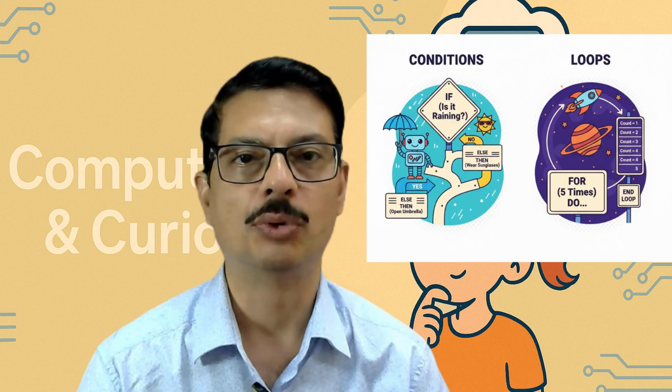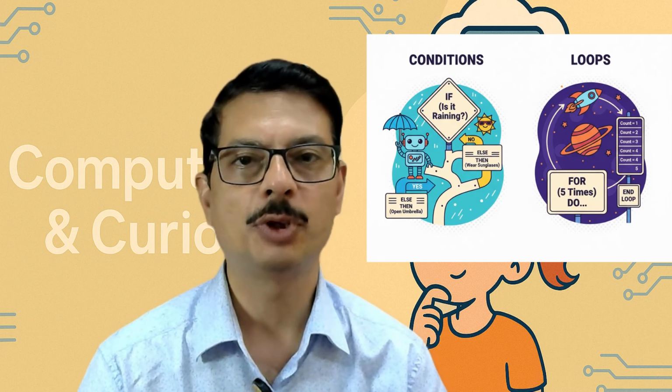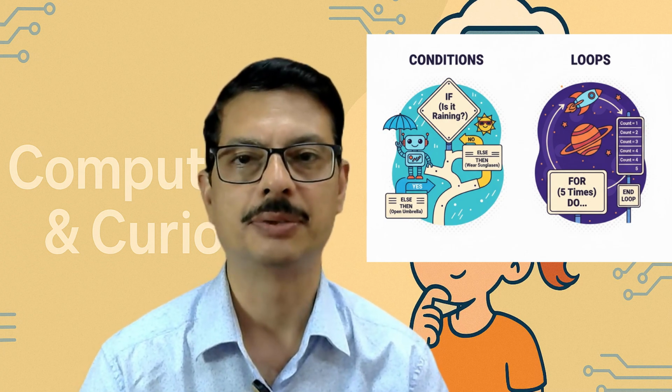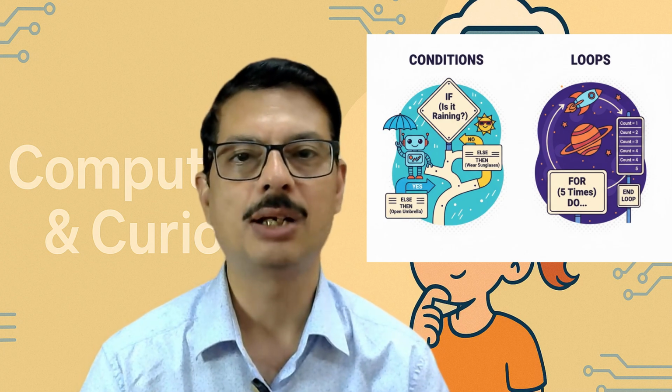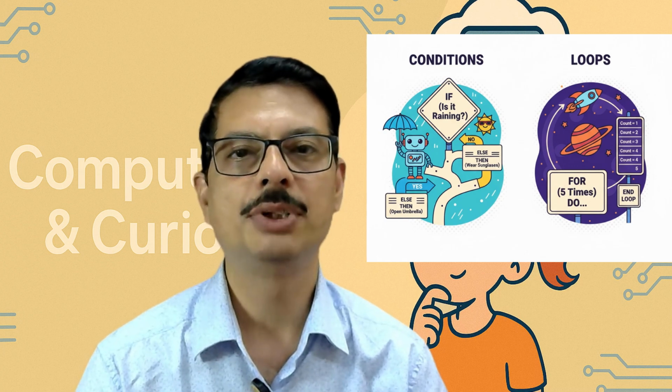So in this lesson, we explored three of the most important building blocks in C++ programming: conditions, loops, and control flow. Let's quickly recap what we have learned. First, we learned how to make decisions using the if-else structure. The if statement allows a program to check a condition. If it's true, one part of the code runs, otherwise the else part takes over.